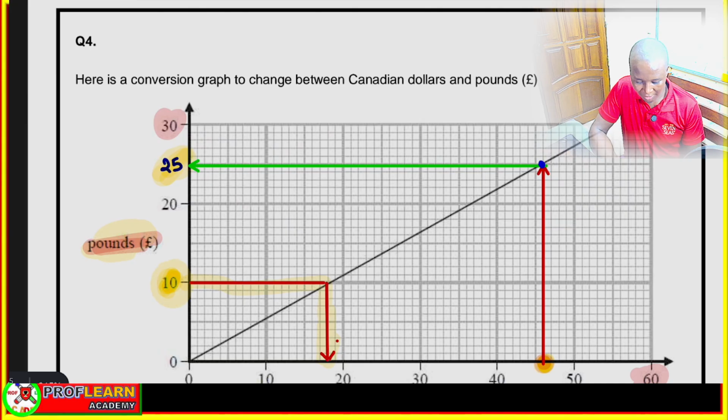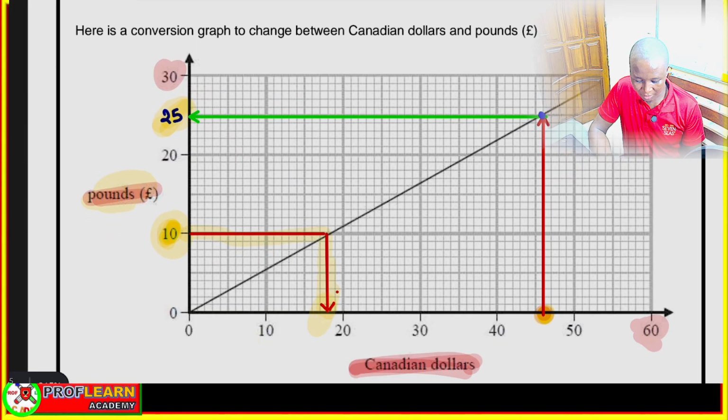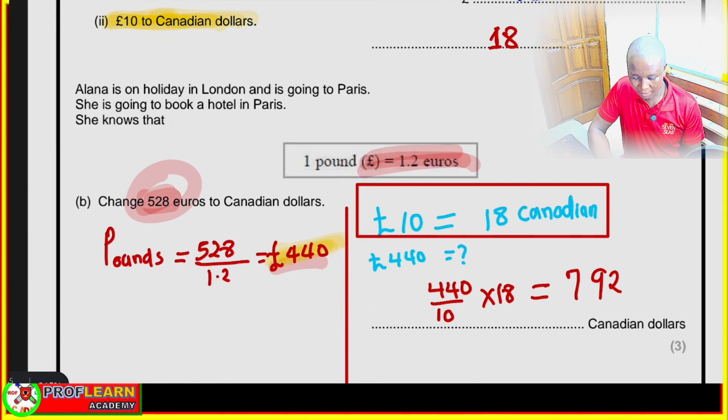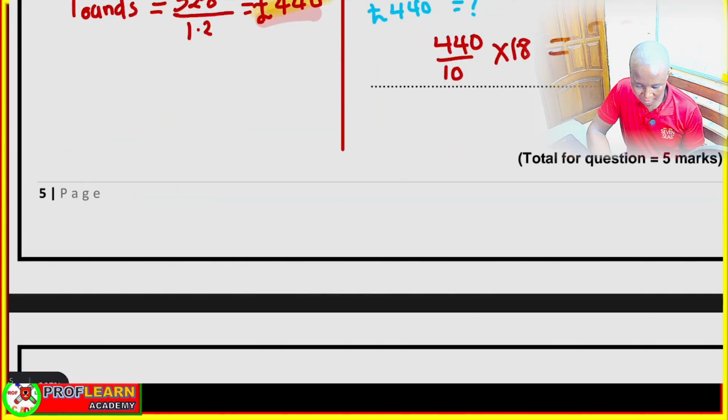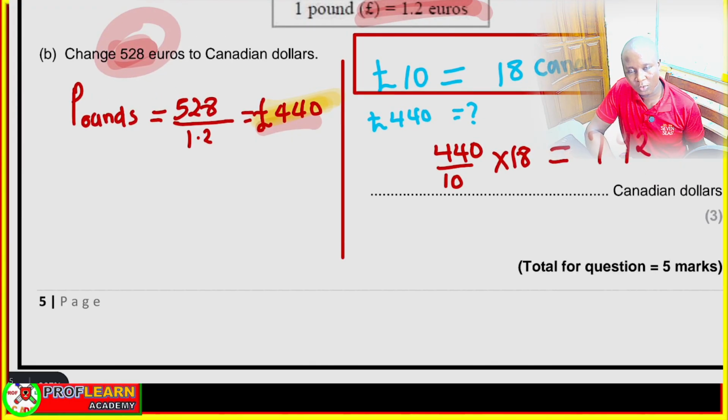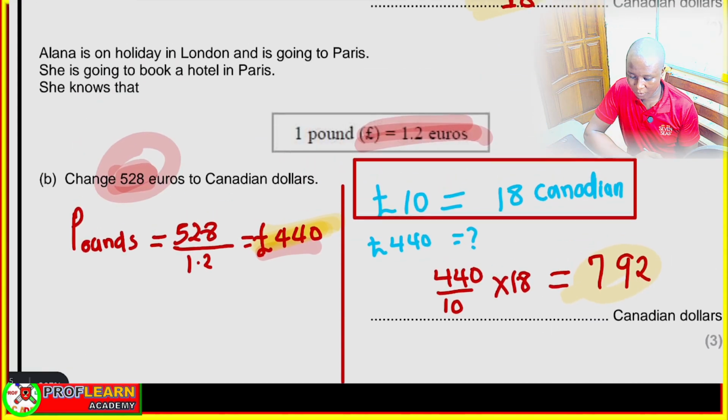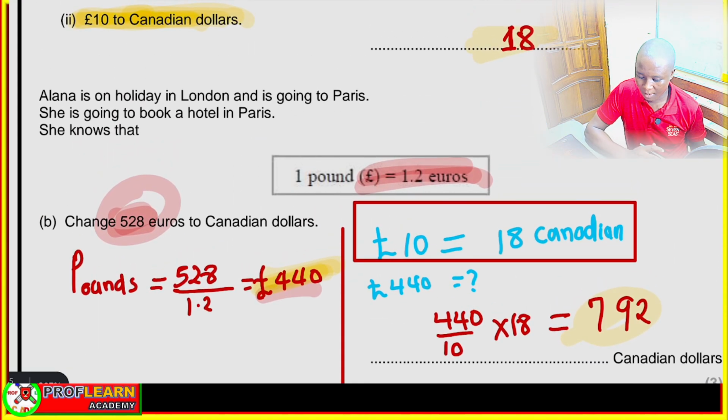So I used 10. I knew what value it is. 10 pounds is equal to 18. Right? 10 is equal to 18 from this particular part that we did here. So then I asked myself, now, if 10 is equal to 18, 440 will be what? Yeah, so that's the question I asked myself, and I got my answer being equivalent to 792.